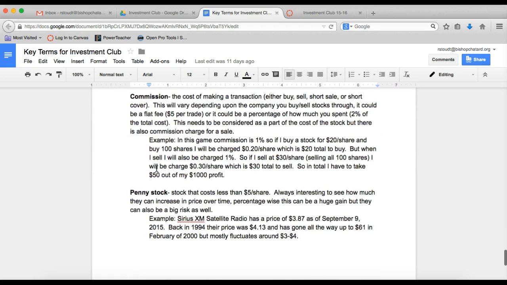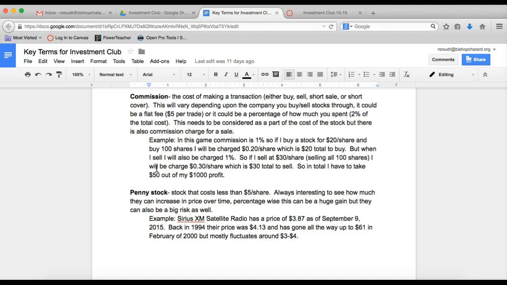I also wanted to explain commission. In the stock market game, you will be charged commission. Basically, it's the cost of doing a transaction. In real life, you do get charged commission. You may have seen commercials for online trading companies like Scottrade. I think they have $5 trades. Some other companies will charge you a flat rate, for example $200, and you can trade as many times as you want. Other companies charge a percentage of however much you're trading.